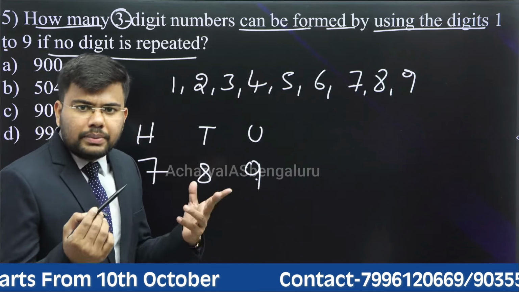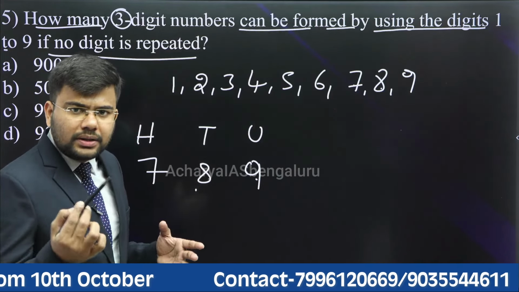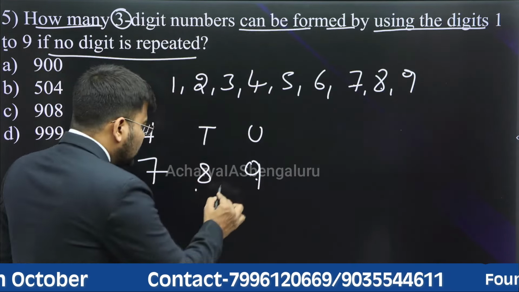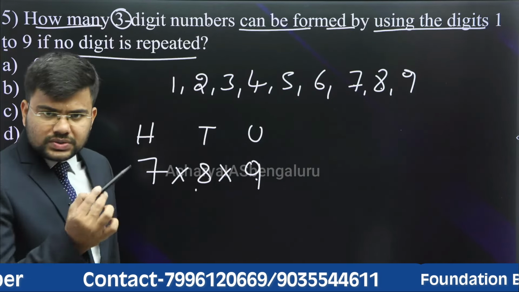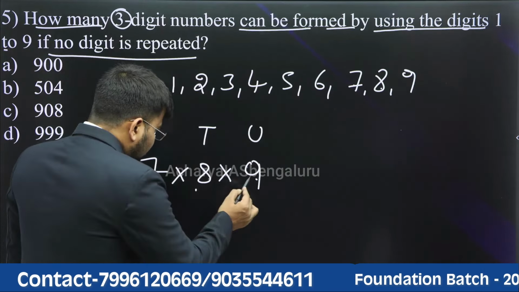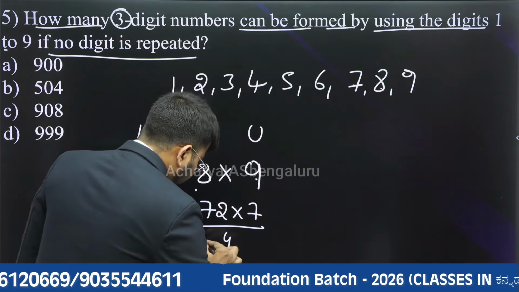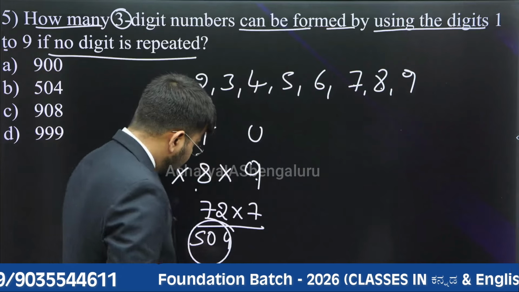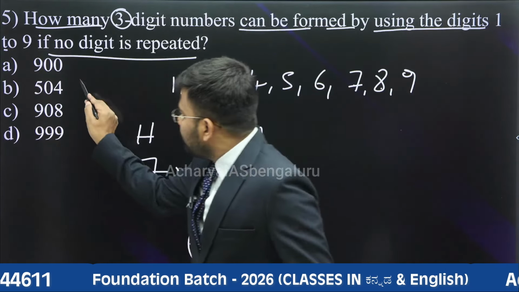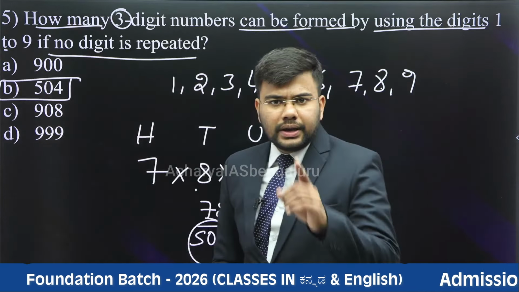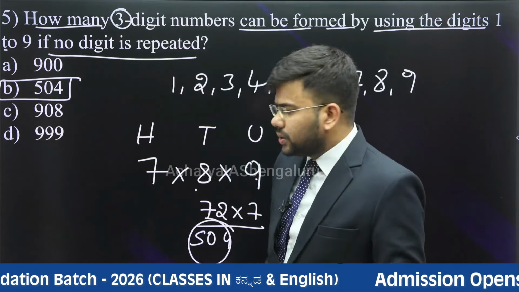So, now tell me how many different arrangements can be done using these numbers. That is 9 into 8 into 7. 9 8s are 72, into 7, that is 504. Option B would be the correct answer. I hope you have understood.